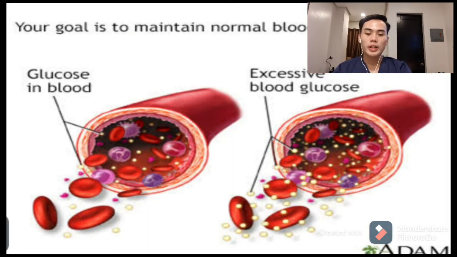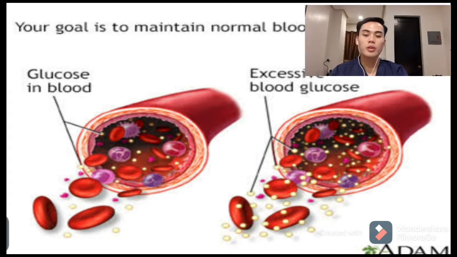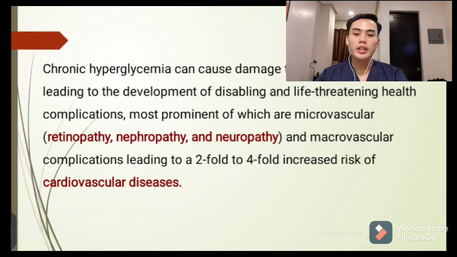So, apparently, this is what it looks like sa blood vessels natin or sa ugat natin. The left image represents the normal one and yung right image naman represents diabetes. So, our goal is always to maintain homeostasis or the normal stable condition ng katawan natin. Chronic hyperglycemia can cause damage to various organ systems, leading to the development of disabling and life-threatening health complications, most prominent of which are microvascular and macrovascular complications.